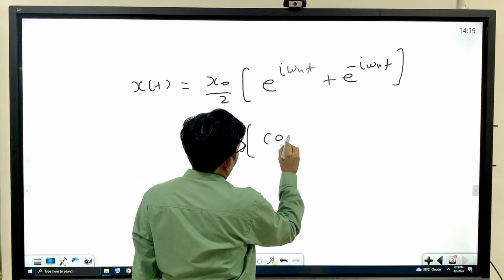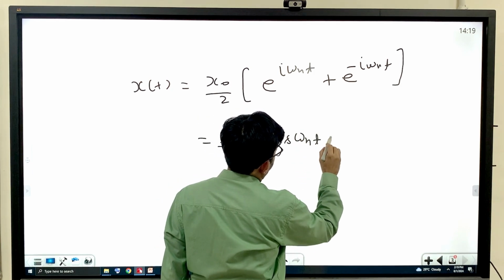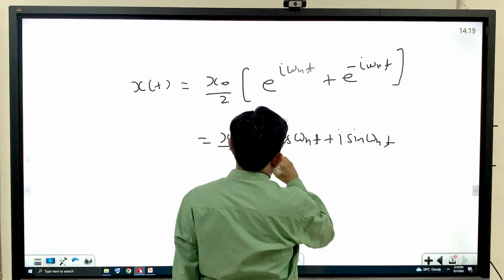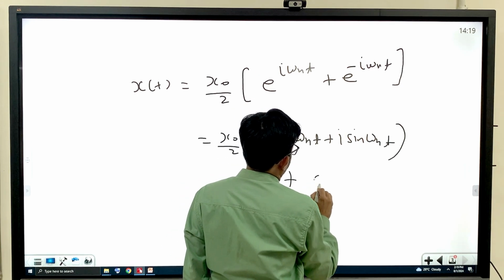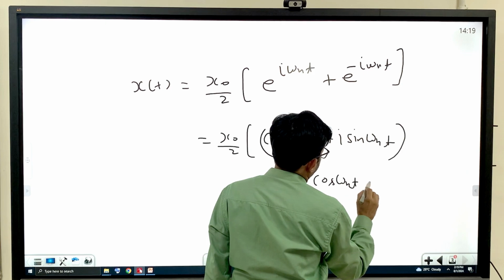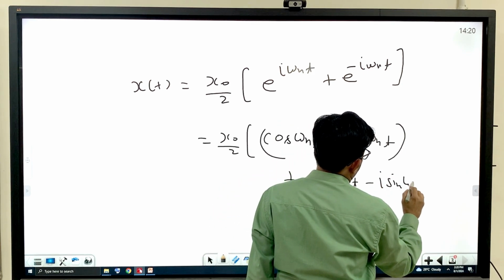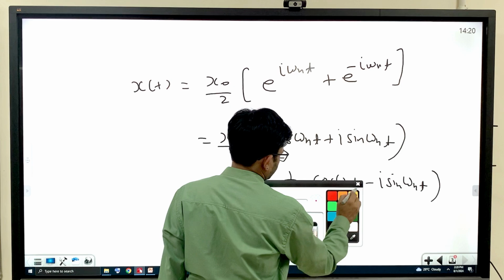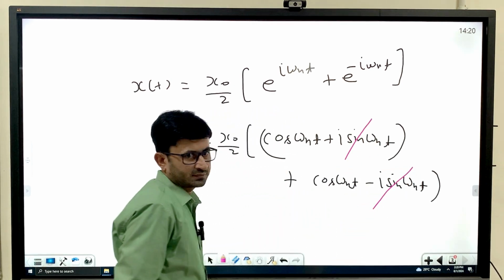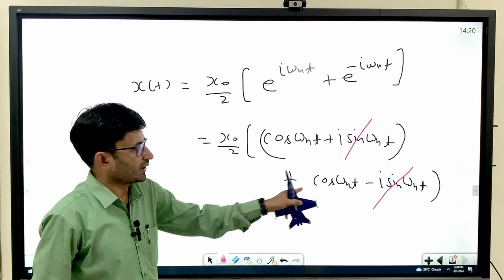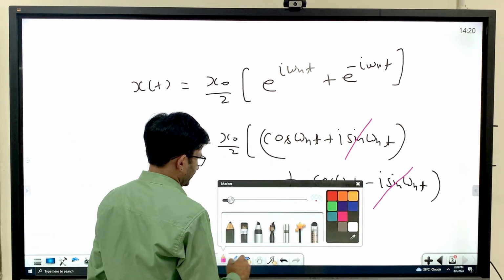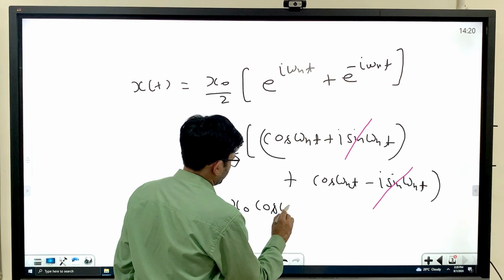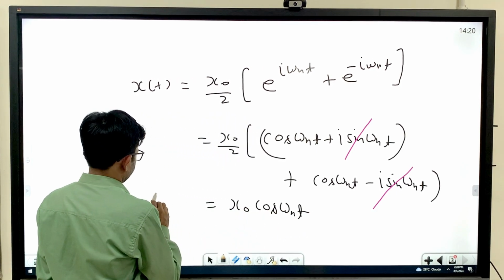Now if you open this, you can write cos omega n t plus i sin omega n t, and cos omega n t minus i sin omega n t. So the i sin terms will cancel, right? Then cos and cos will become 2, and the 2 will further cancel. You can simply write x naught cos omega n t as your solution.